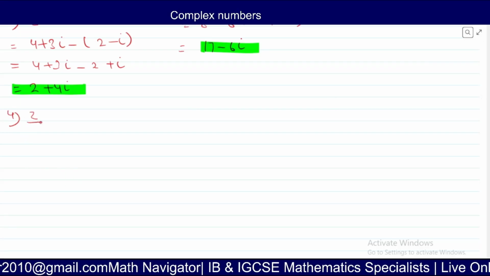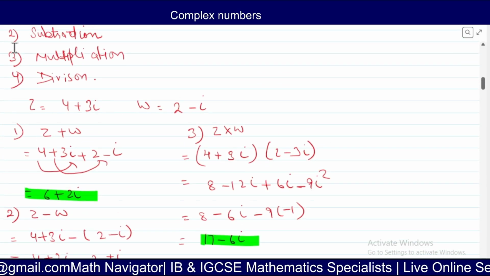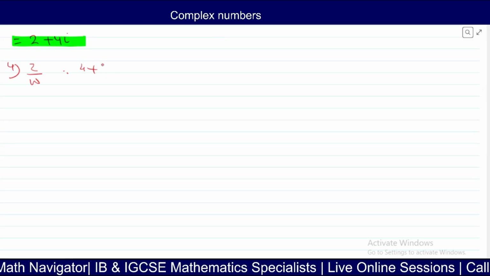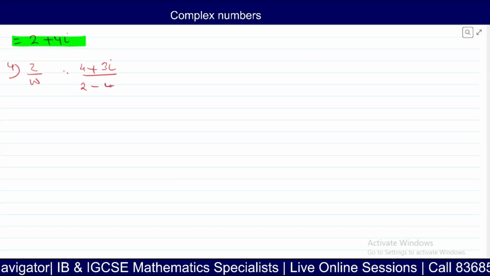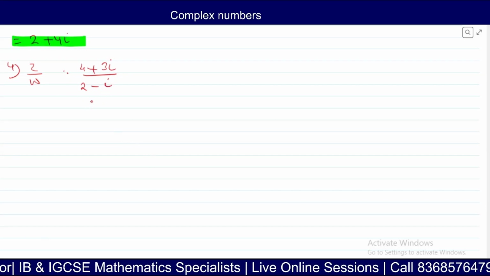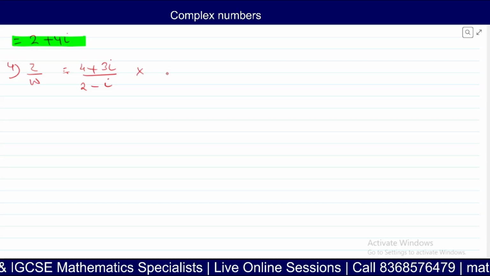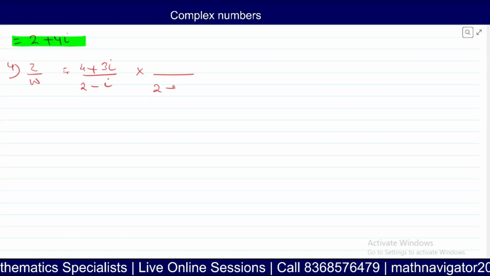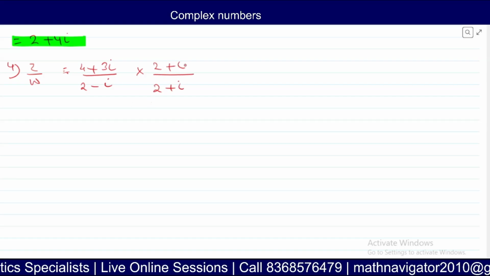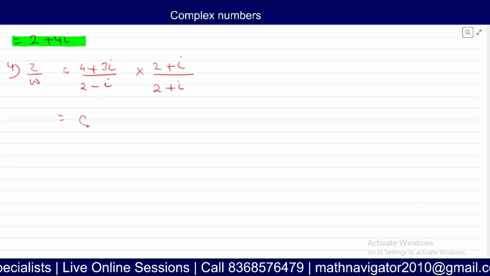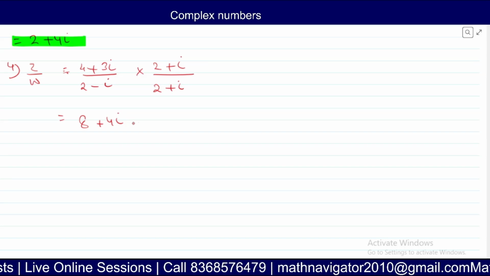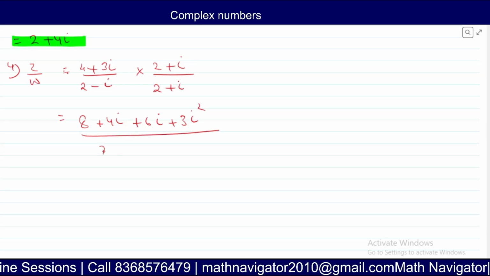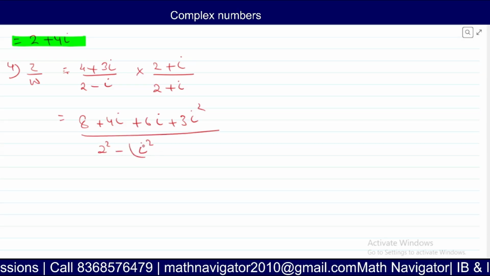That means z over w, which is 4 plus 3i over 2 minus i. So I want to rationalize the denominator. How will I do it? I will multiply it with its complex conjugate. So plus i is the complex conjugate of it. So 2 plus i over 2 plus i, which will give me 4 times 2, 8 plus 4i plus 6i plus 3i squared. Then I come to 2 squared minus of i squared, right?